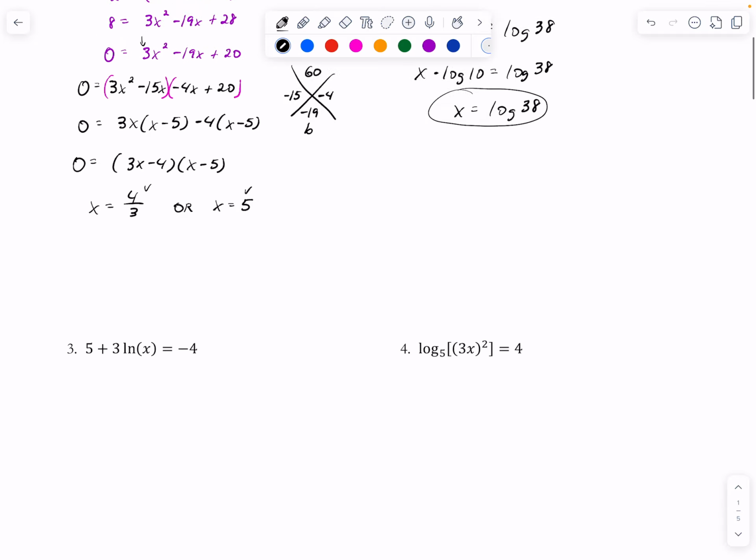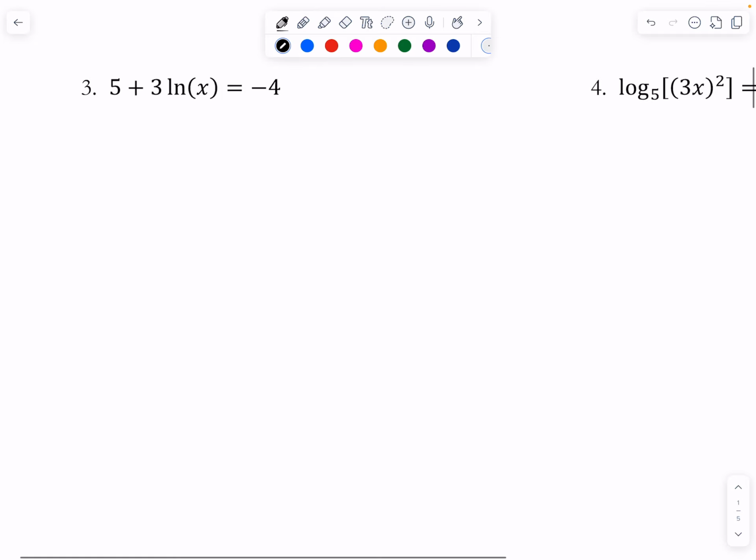Okay, next one I'm going to do is number 3. So this has the natural log of x. It's only 1 logarithm, and I want to get that by itself on one side of the equation. So I'm going to first subtract that 5 over to write negative 4 minus 5, which is negative 9.